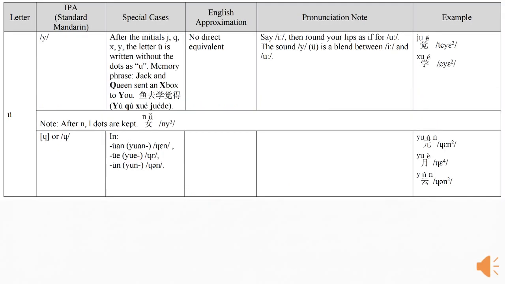Letter ü. After the initials j, q, x, y, the letter ü is written without the dots as u. As was told before, you can use different memory phrases to remember these four letters. For example, Jack and Queen sent an Xbox to you. For example, jue, xue. ü as a medial glide in yuan, yue, yun. For example, yuan, yue, yun.